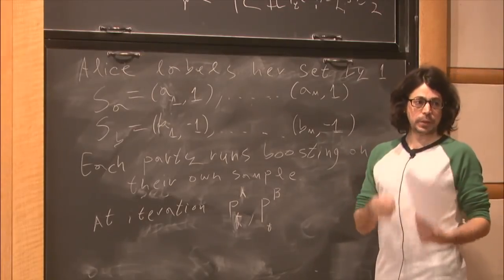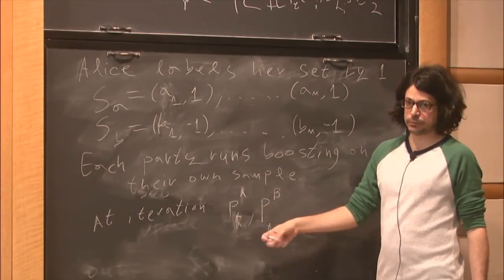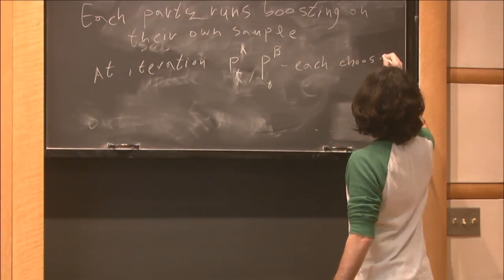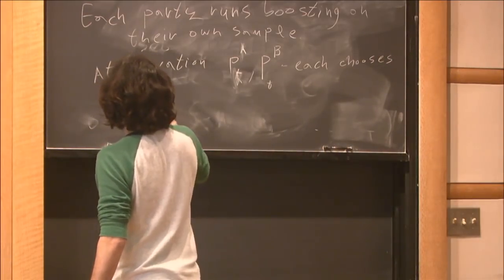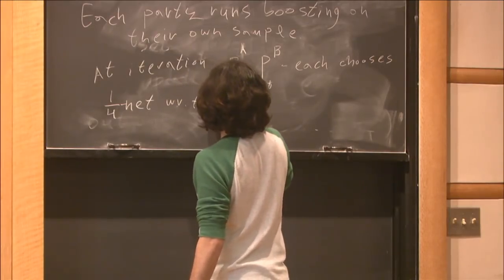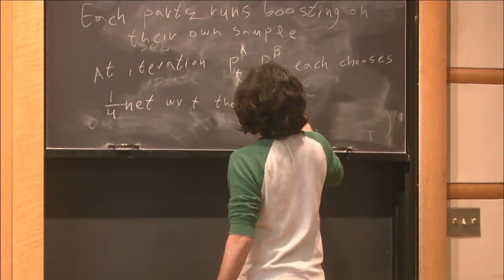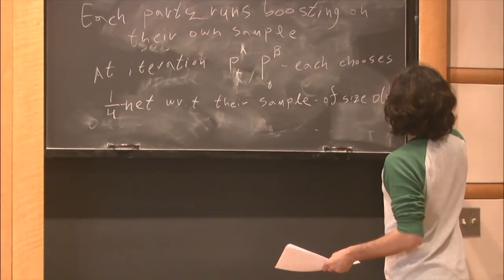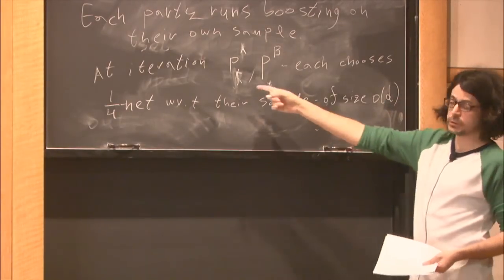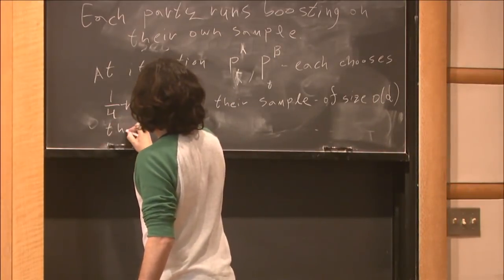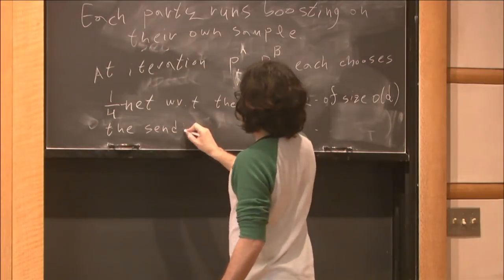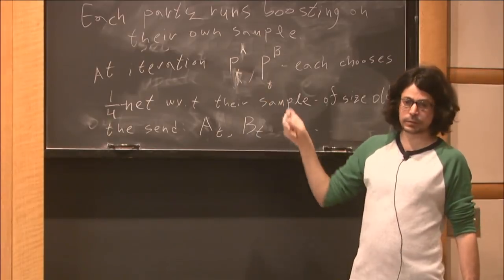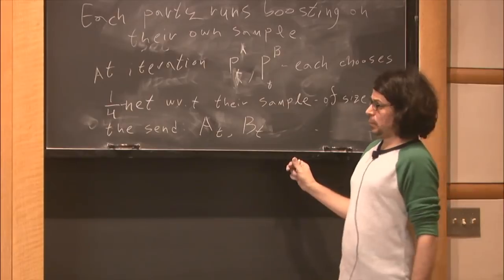Now they want to decide together on a hypothesis that is both a weak learner with respect to this distribution and a weak learner with respect to that distribution. So each chooses, let's say, a 1/4 net with respect to their own sample. This is of size O(d), right? There are d points that are a 1/4 net with respect to their own distribution. They send it. Let's call these A_t and B_t. So A_t is a 1/4 net with respect to Alice's distribution, and B_t is a 1/4 net with respect to Bob's distribution.